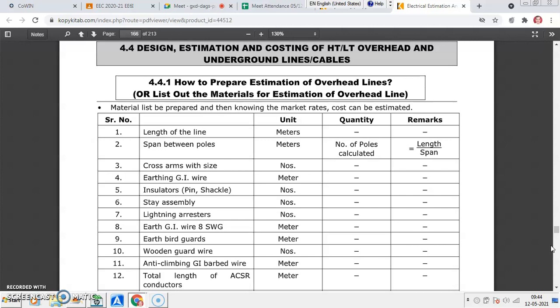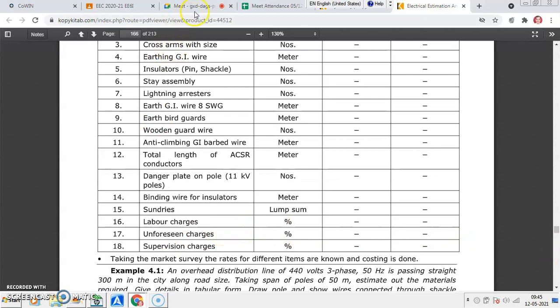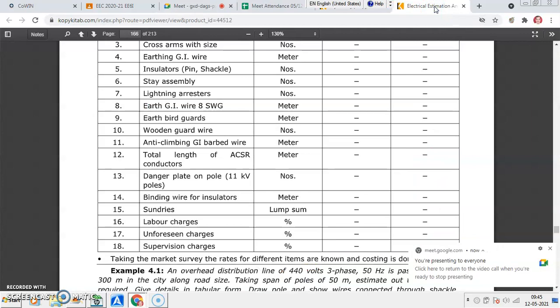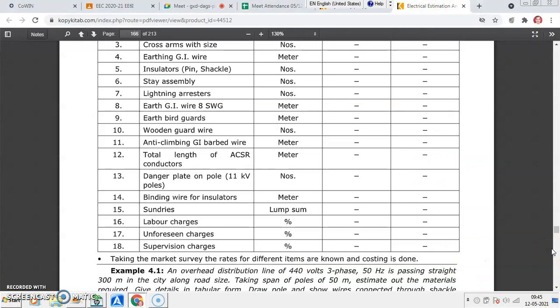You must have the length of earthing wire, GI earthing wire, galvanized iron wire, insulators, the type of insulator required, pin, shackle, suspension, stay assembly, insulator related things, lightning arresters, then GI wire, 8 SWG, 14 SWG, earth, bird guards, wooden guards, anti-climbing barbed wire, like the wire we use for a compound, the length of ACSR conductors, then danger plates, the binding wire for the insulator, and some miscellaneous items, sundries, labor charges, unforeseen charges, and supervision charges that we have to consider in general.